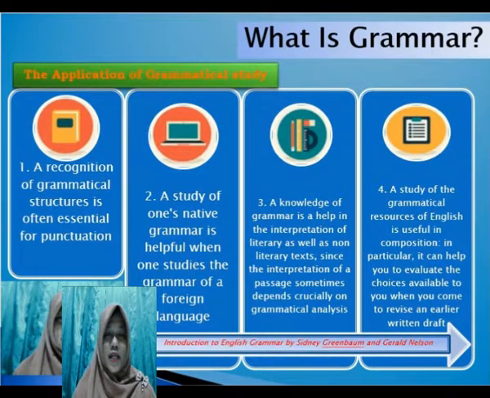The last one is that a study of the grammatical resources of English is useful in composition. In particular, it can help you to evaluate the choices available to you when you come to revise an earlier written draft.